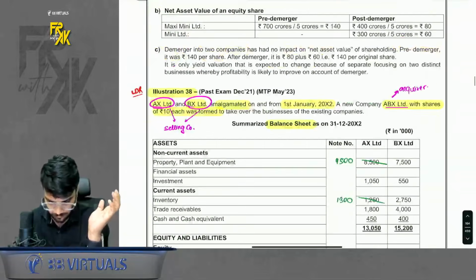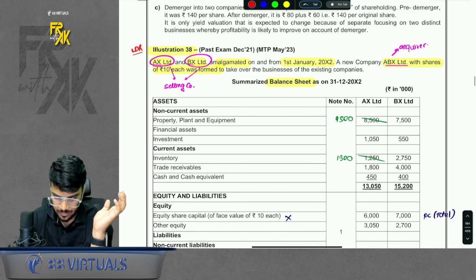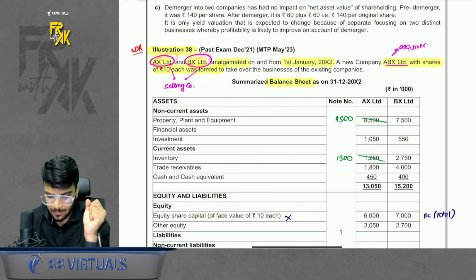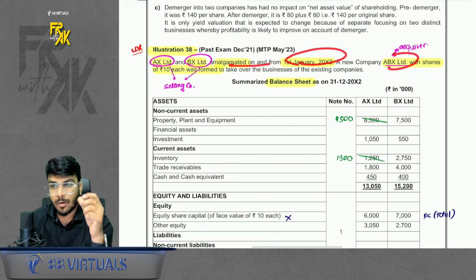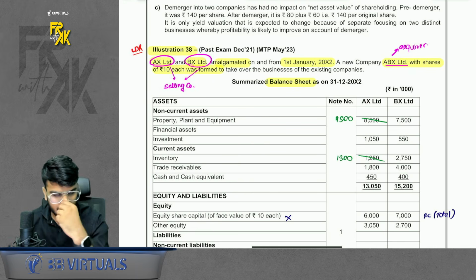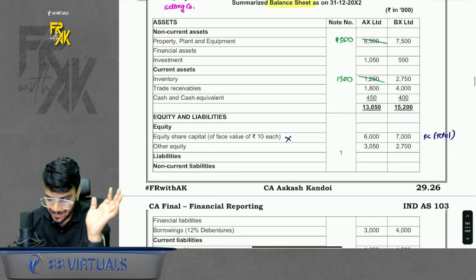Illustration number 38. You can see here, what does it say? It says AX, BX, we have two companies that amalgamated on 1st January and formed a new company ABX. So AX and BX come together and form a new company ABX. Okay, chalo. So now they have given the balance sheet.